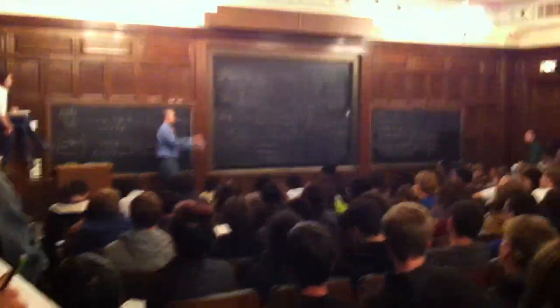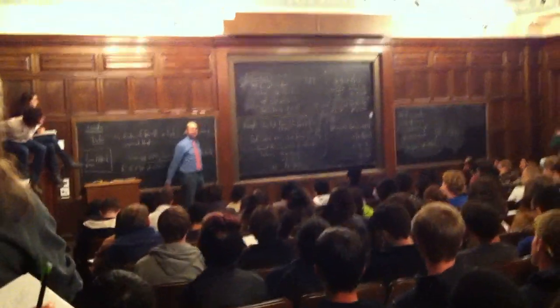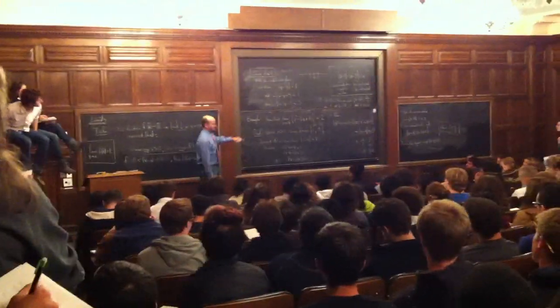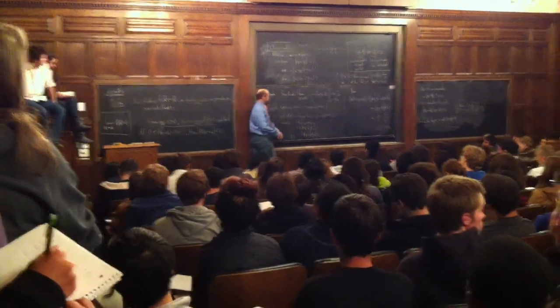Right, the choice between 1 and pi over 3, and I choose the smaller of the two. Here, pi over 3 is bigger than 1, so I choose 1. That's it, that's the trick.